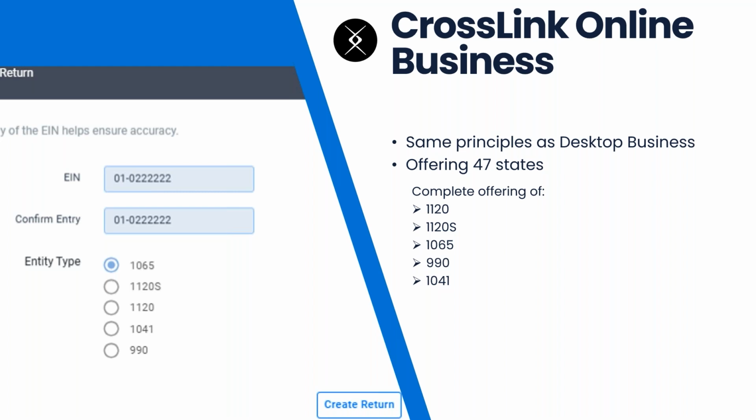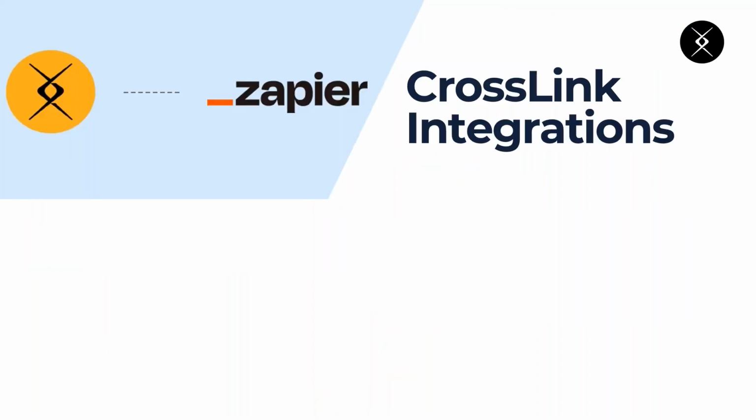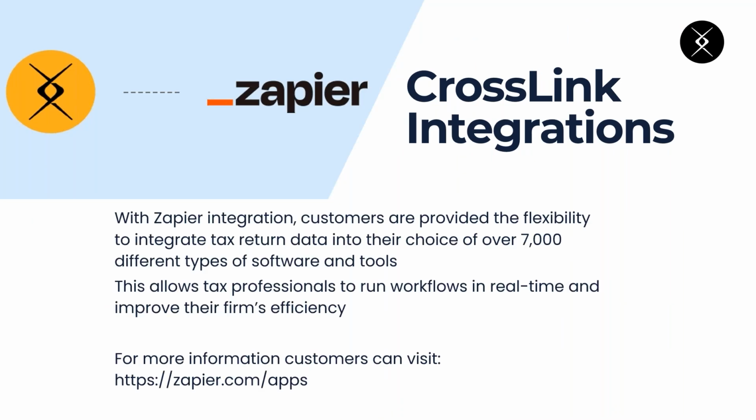Moving on from the online business, we have new integrations with CrossLink, one of them being Zapier. Zapier is a connector where customers are provided the flexibility to integrate tax return data into their choice of different types of software or tools available to you, such as Taxodome, right? That's specific to our industry, or your email provider.